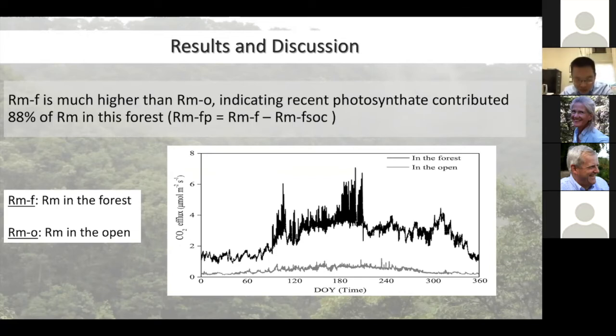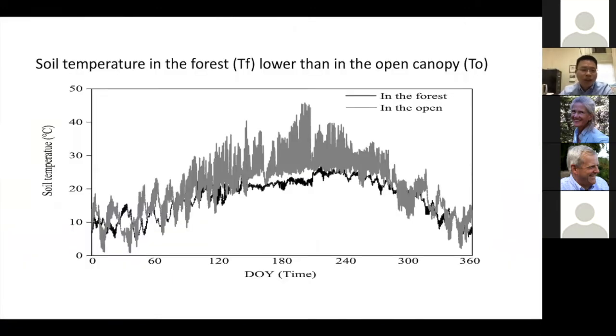And the second, we can find the black curve has high dynamics in diel and seasonal change, but the gray curve is more stable in the year. But we can see from the temperature dynamics, first the temperature in the open is much higher than the soil temperature in the forest. And second, soil temperature in the open is much more dynamic than the soil temperature in the forest.